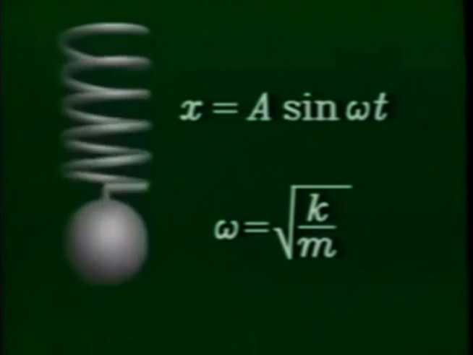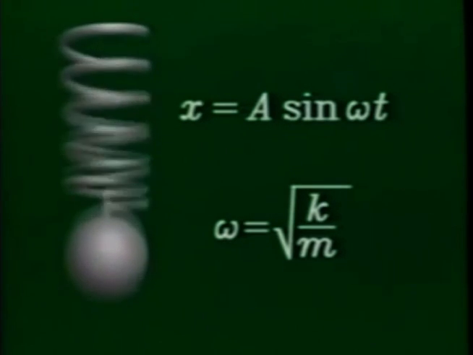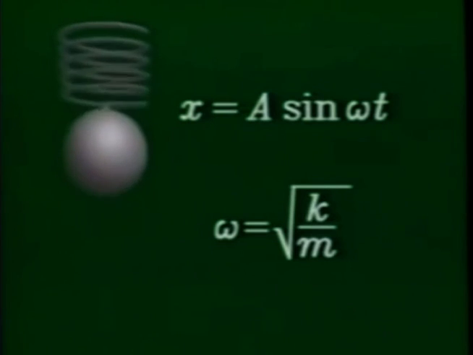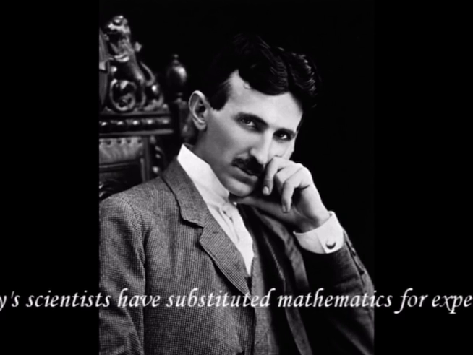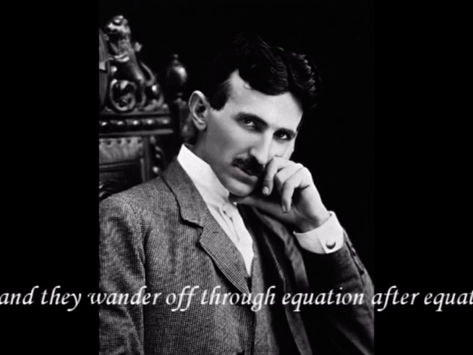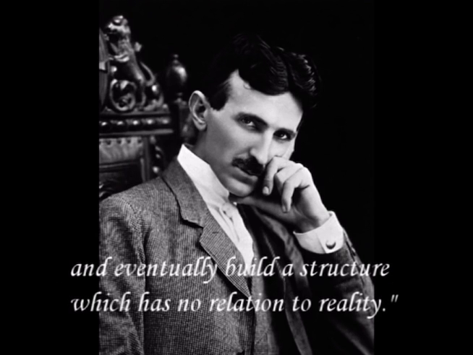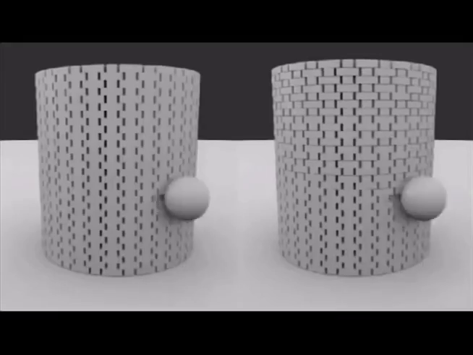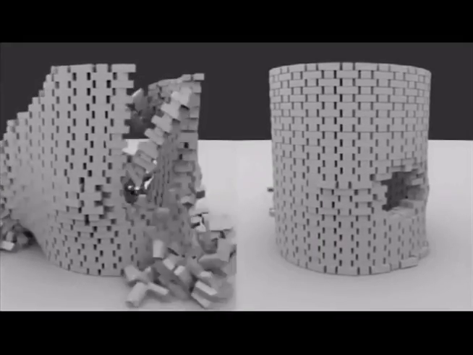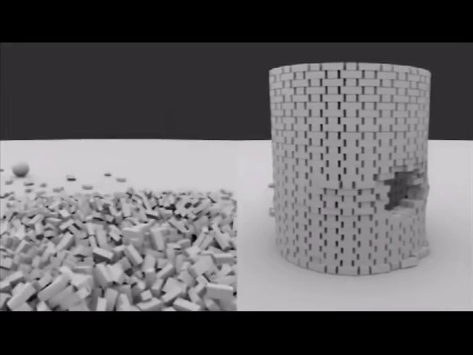Mathematical equations were developed to explain some of the basic motions in nature. Later, computer simulations, which are based on mathematics, were developed. But sometimes, if the equations are not applied right, it can result in wrong conclusions. Or, as Tesla said, "Today's scientists have substituted mathematics for experiments, and they wander off through equation after equation and eventually build a structure which has no relation to reality." And very small changes in the input parameters of computer models can have very different results.